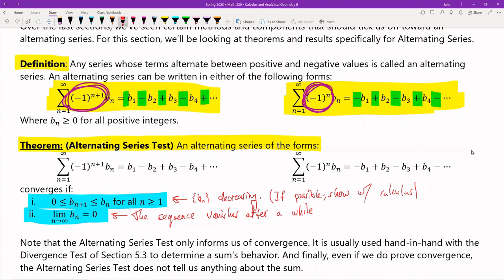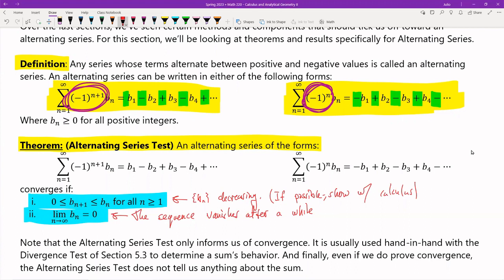Now, the alternating series test, unfortunately, only gives us information about convergence. It's usually used hand in hand with the divergence test from section 5.3 to determine a sum's behavior. So this is only going to tell you if something's converging or diverging. That is it. And lastly, even if we do prove convergence for either one of these alternating series, it doesn't tell us anything about the sum.